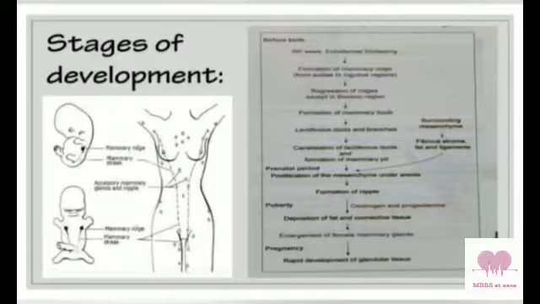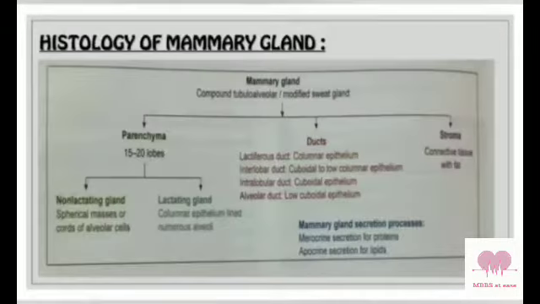At puberty, owing to the deposition of fat and connective tissue, female mammary glands enlarge rapidly. The duct system grows under the influence of estrogen and progesterone, and during pregnancy, the glandular tissue rapidly develops and forms buds and alveoli. Now, let us discuss about the histology of mammary glands.